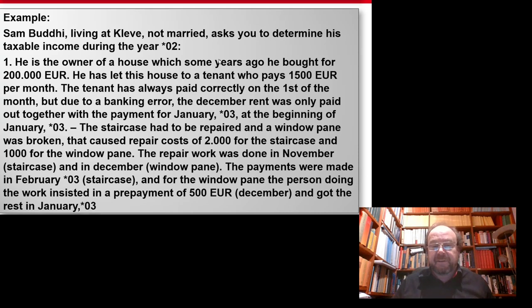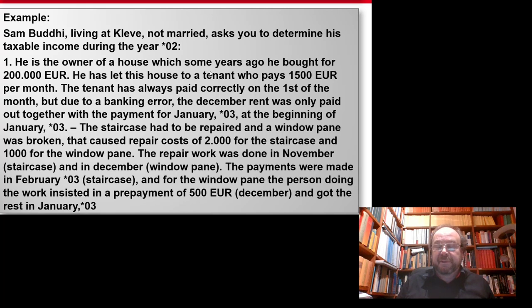Yeah, and last but not least, a short case again, so that you can see how testing such a case with our rules might work in practice. The guy who is our taxpayer is somebody living at Kleve, not married, because he wants to save us the efforts to calculate the splitting tariff and somebody asks you to determine his taxable income during the year of '02, not the firm, year 2.